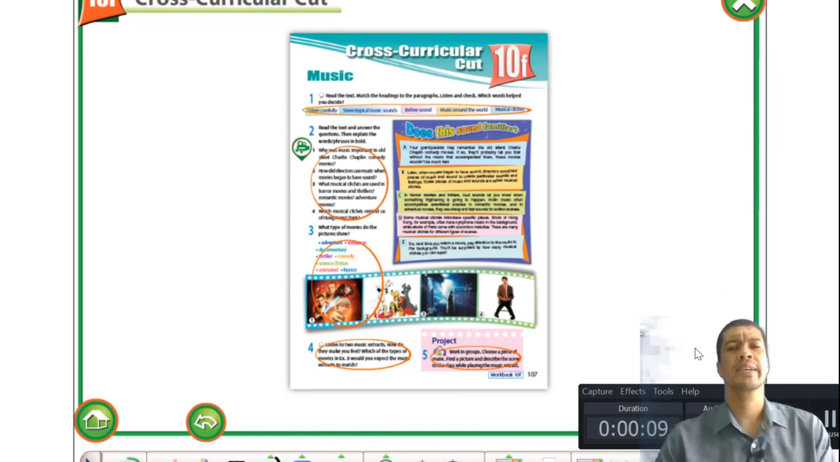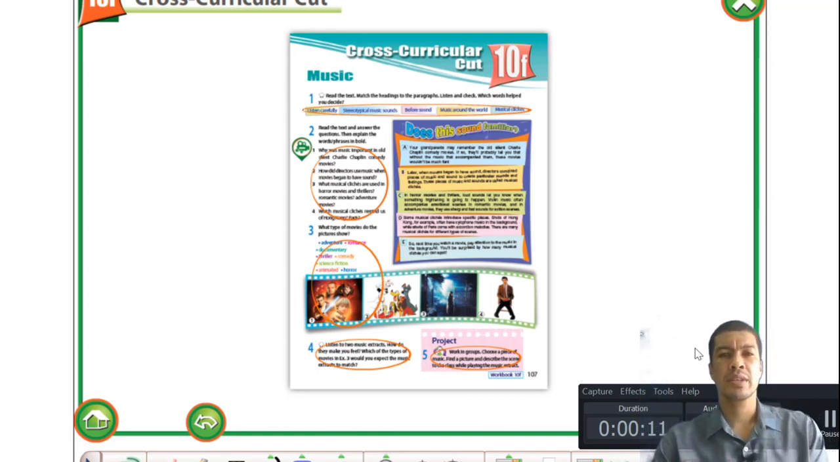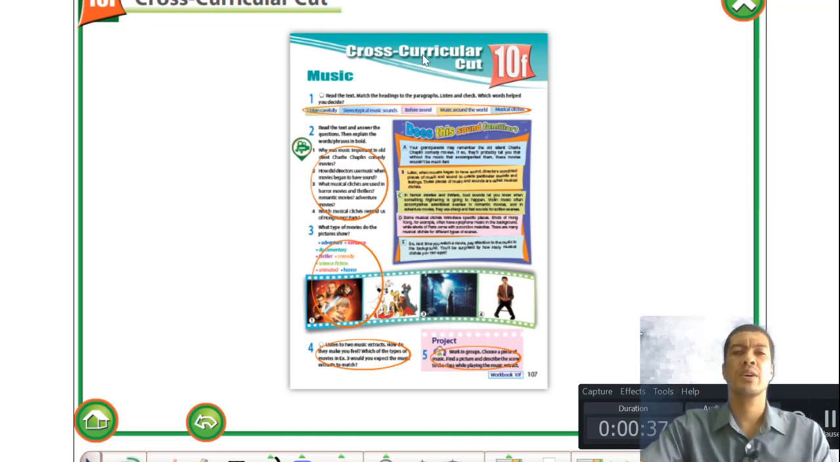On our cross-curricular cut, we are covering Unit 10F, and the title for today is music. If we look at the picture on page 107, we can see different types of music, and we also have what looks like Mr. Bean. So we'll be talking a little bit about music and movies at the same time. So let's get straight into it. Our title for today is music.